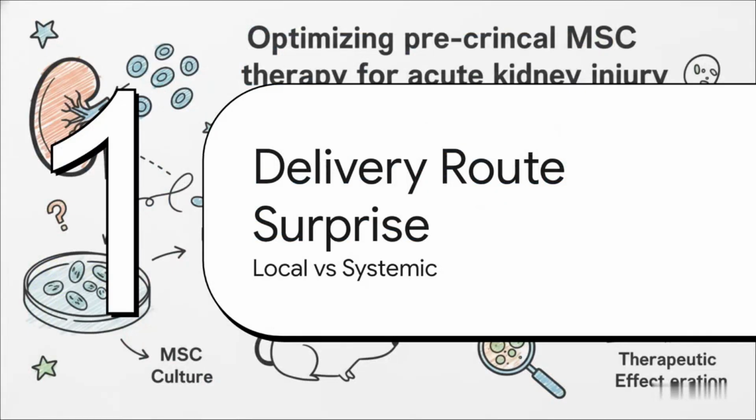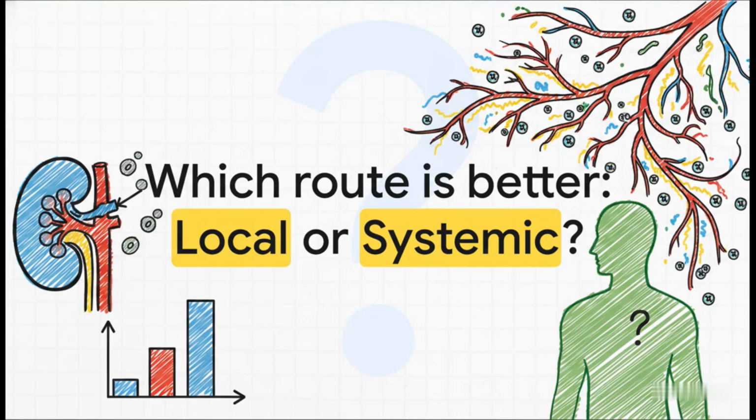Section 4. The delivery route surprise. So maximizing that efficacy brings us to our first major pivot point in the data. And honestly, it's a pretty huge surprise. It completely challenges a very common scientific assumption. A lot of researchers logically assume that if you have a localized kidney injury, a direct localized injection right into the kidney is naturally going to be vastly superior to just injecting the cells into the overall system. Makes sense, right? But what does the data actually say?